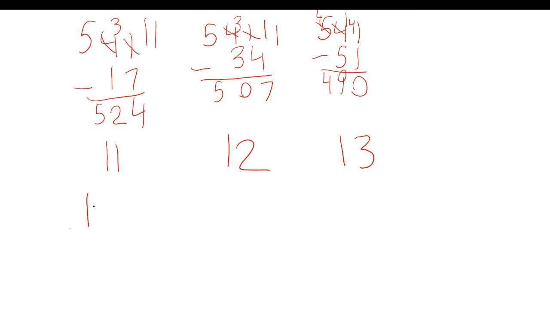Now, 17 times 8 is an easy product to compute. 8 times 7 is 56. 8 plus 5 is 13. It's 136.